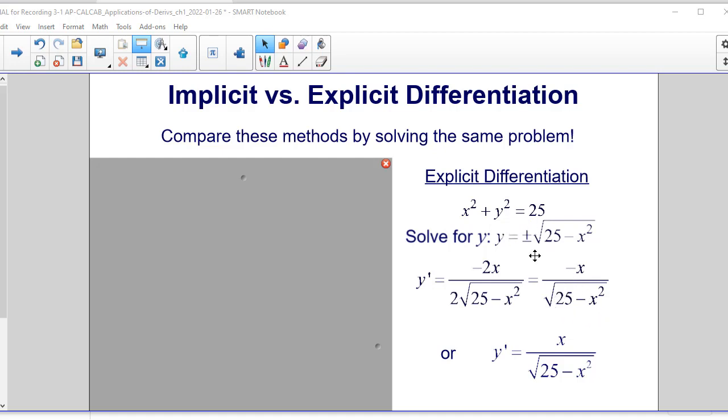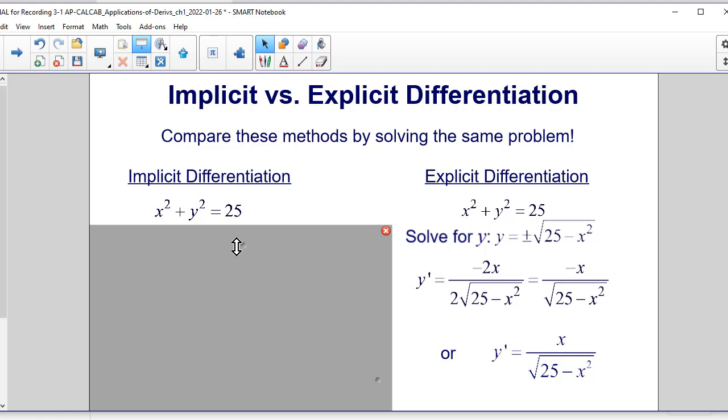And just to point out, this was plus or minus the square root, so the positive case would also work out as well. We actually have two different derivatives, negative x over the square root and positive x over the square root. That's what explicit differentiation looks like.